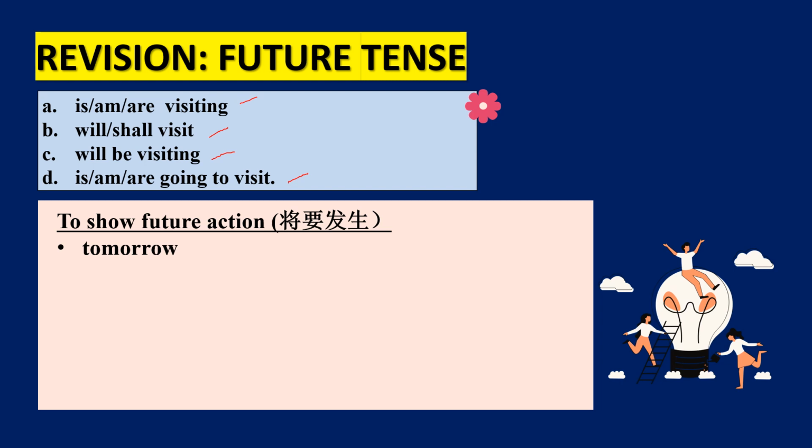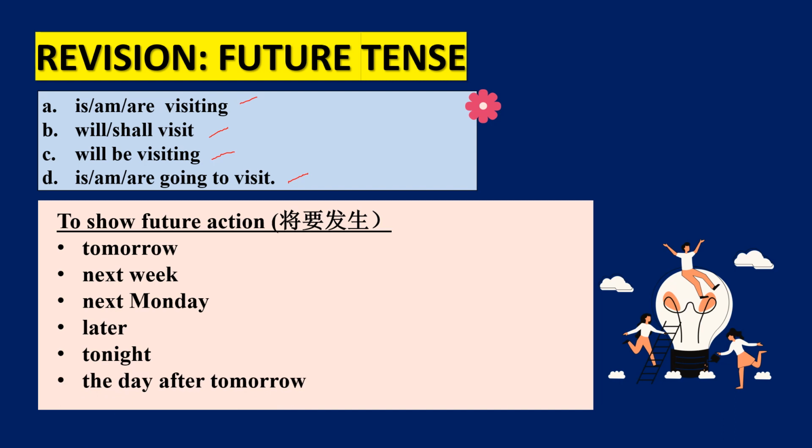Okay, so this is what shows future tense, and also we can use next week, next Monday, later, tonight, or the day after tomorrow. 后天, okay, 都是还没有发生的事情，你就要用 future tense. So remember, you can use four of these types, and usually the common ones we use are the be and also the do. Okay, this is the most common use.